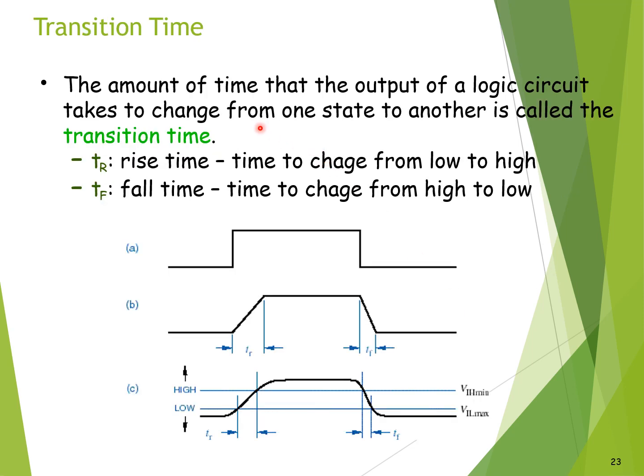The next one is transition time. The amount of time that the output of a logic circuit takes to change from one state to another is called the transition time. From the diagram, if this is your high and low, this is your logical input. Look at how the capacitor charges and discharges. This is your rise time and this is your fall time. Moving from low to high is rise time, high to low is fall time. So this is the transition time for a CMOS logic family.